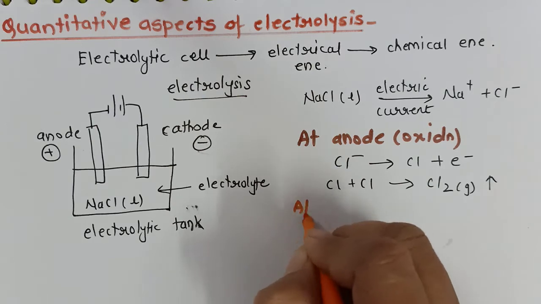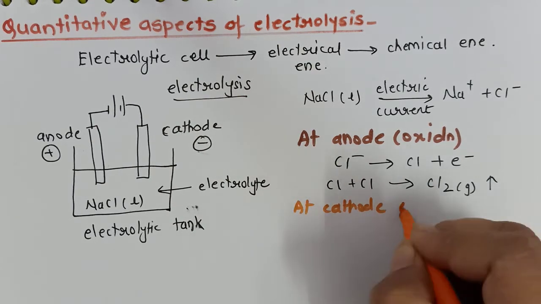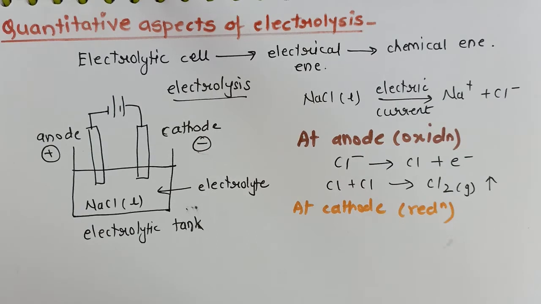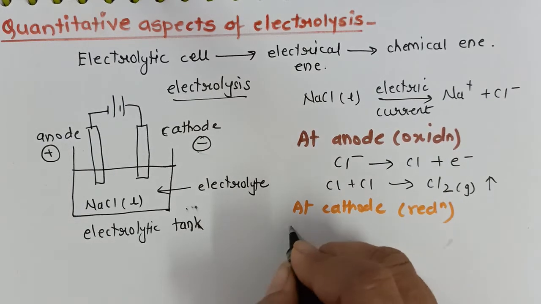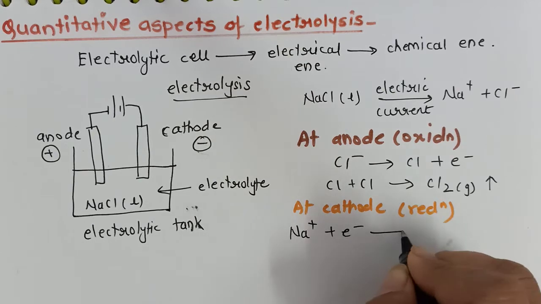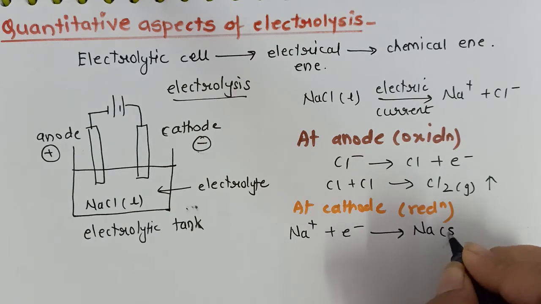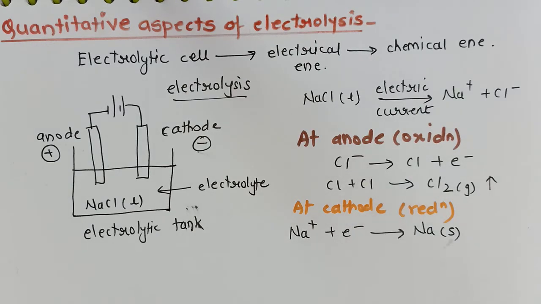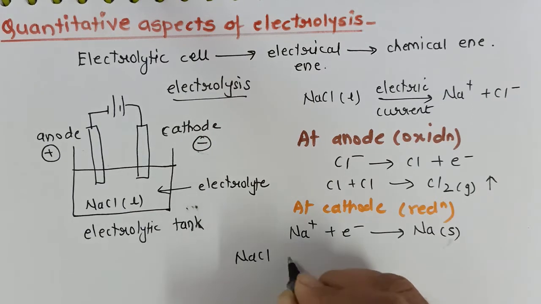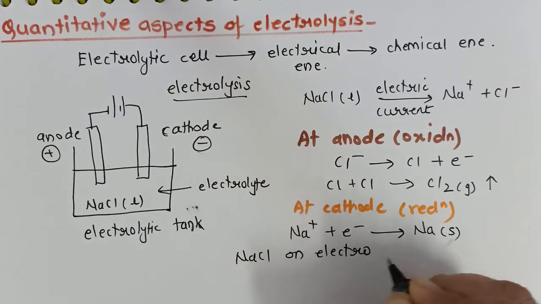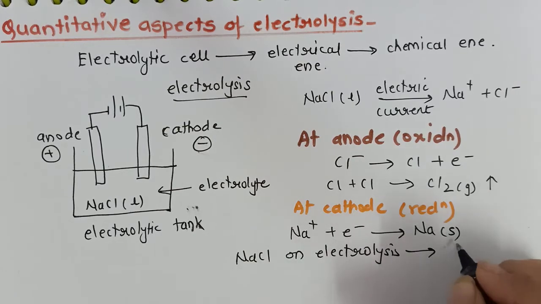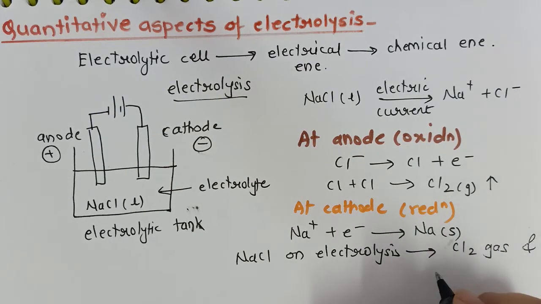At the cathode, reduction will occur. So at the cathode, Na+ will accept the electron which is given by Cl- and it will be converted to sodium, solid sodium. Actually, it is in the molten state. So NaCl on electrolysis, what is it producing? Chlorine gas and molten sodium. So we have got two different products on electrolysis of sodium chloride.